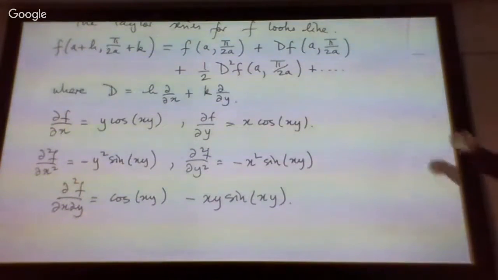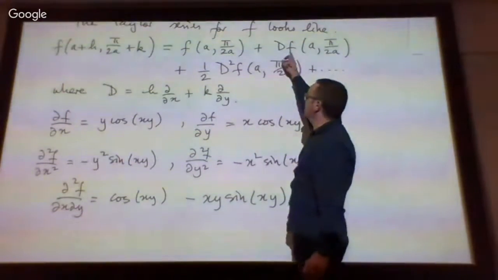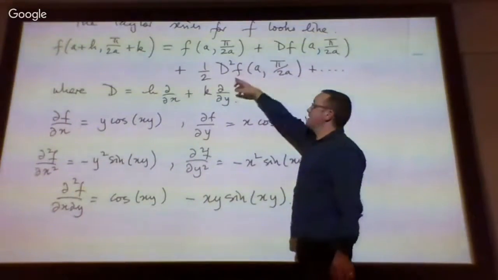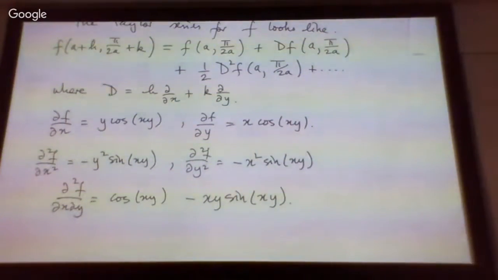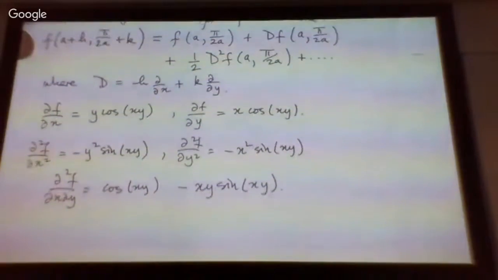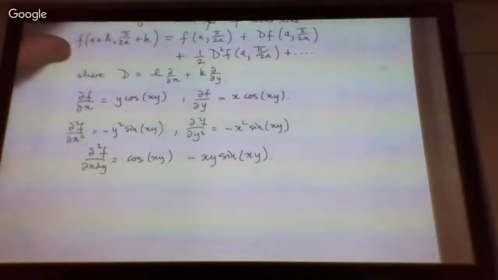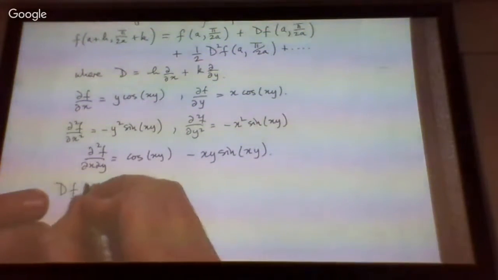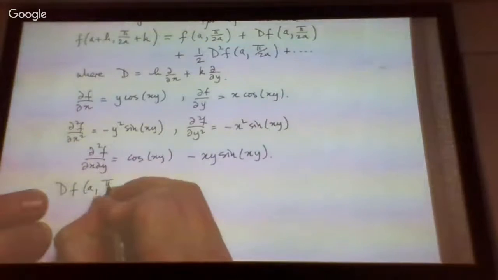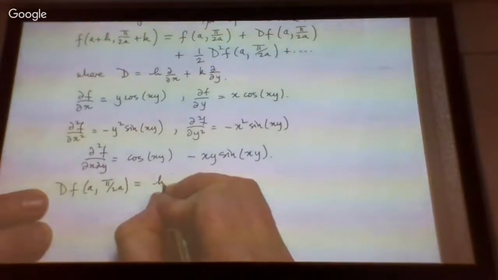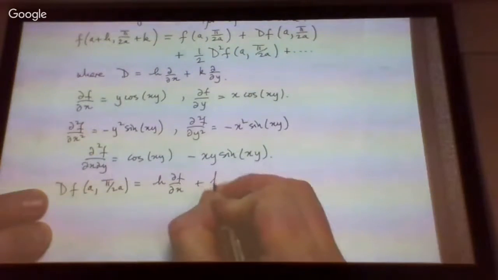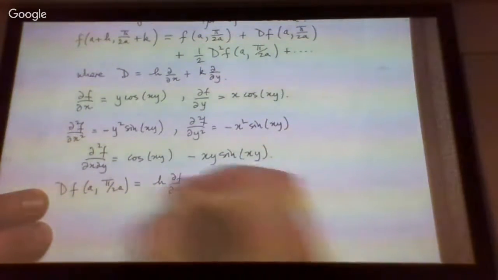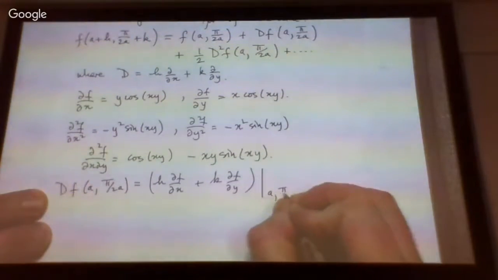Okay, so now we've got all the first and second order partial derivatives, so now we can look at evaluating these two terms, df and d²f, evaluating them at the base point (a, π/2a). So df at (a, π/2a) is h df/dx plus k df/dy, all of it evaluated at (a, π/2a).